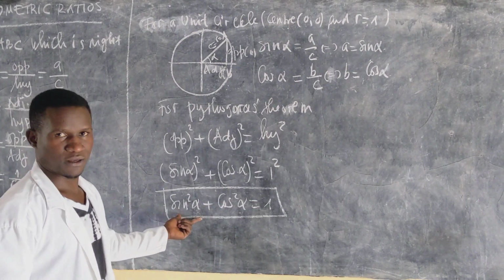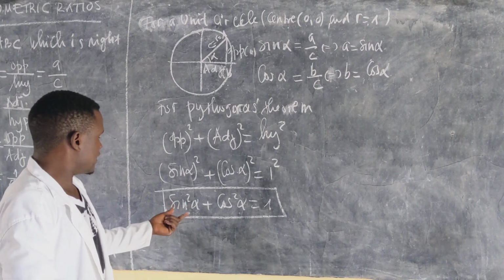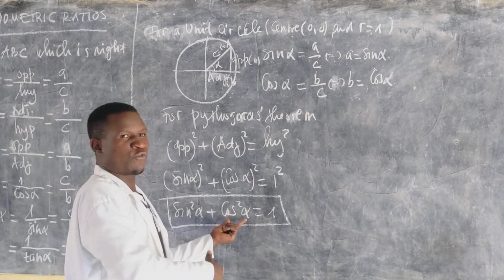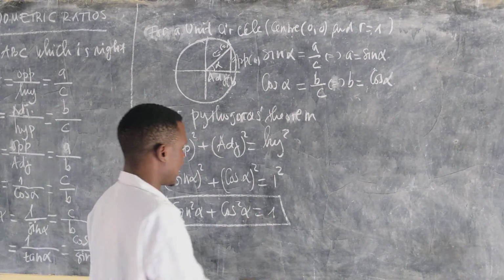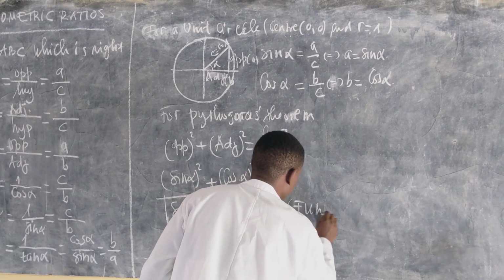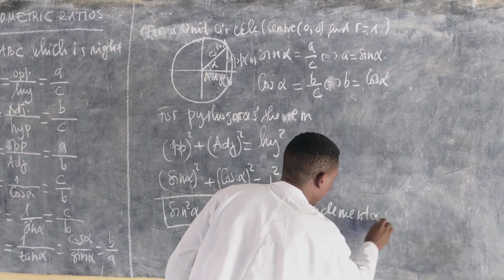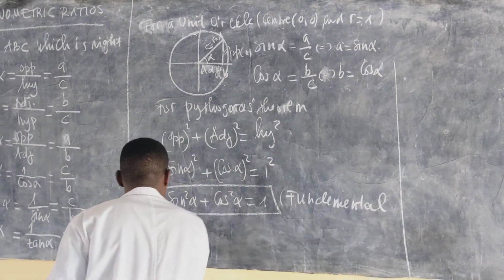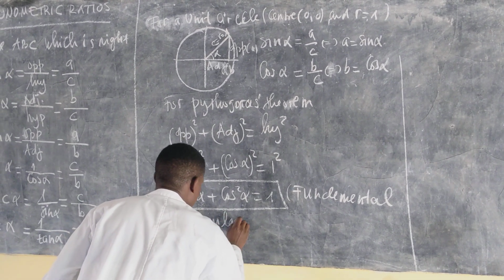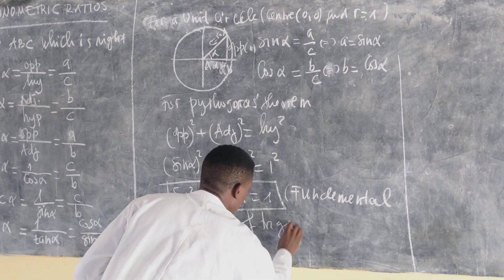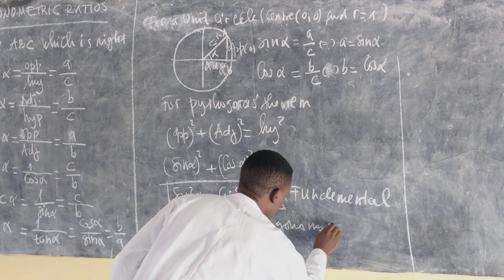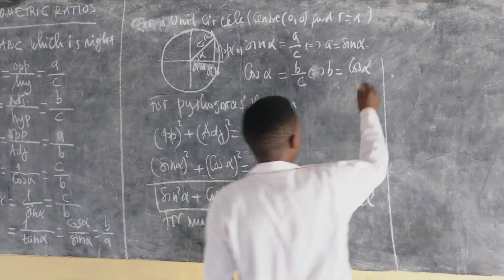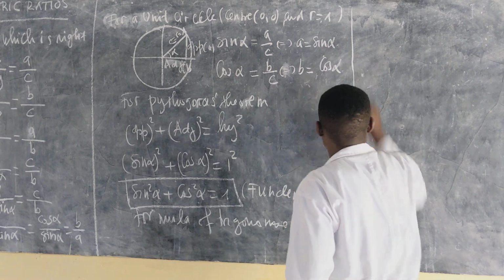For all angles alpha, the square of the sine of that angle plus the square of the cosine of that angle will be equal to 1, and this one is called the fundamental formula of trigonometry. This is called the fundamental formula of trigonometry. So let us move to an example.